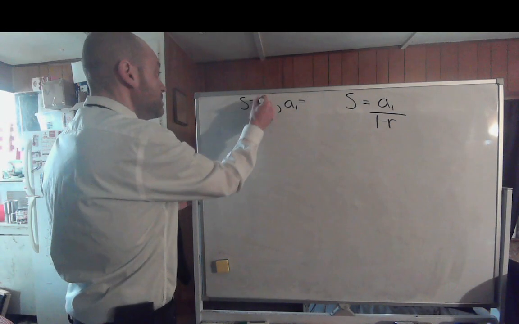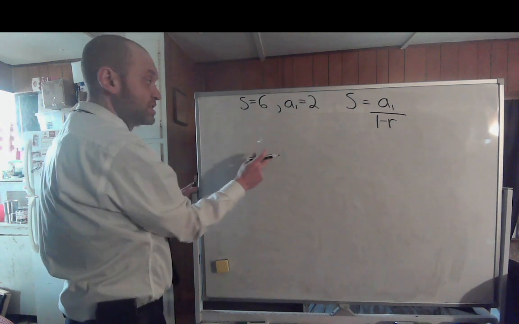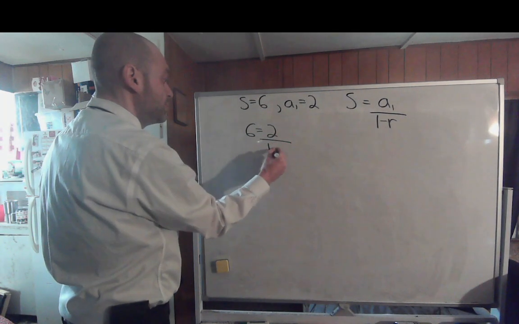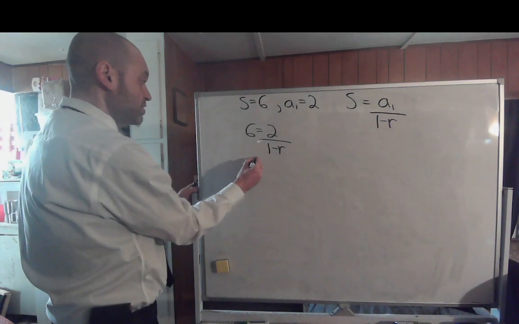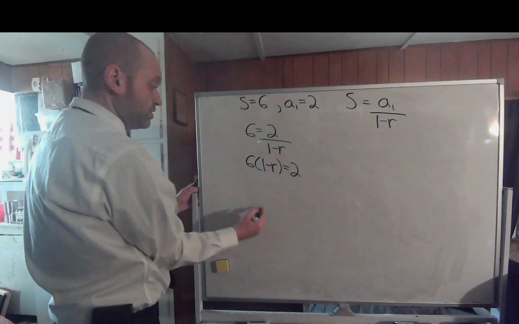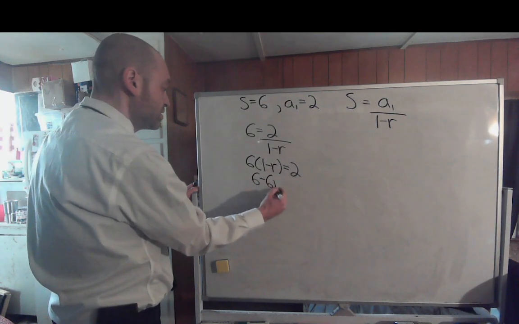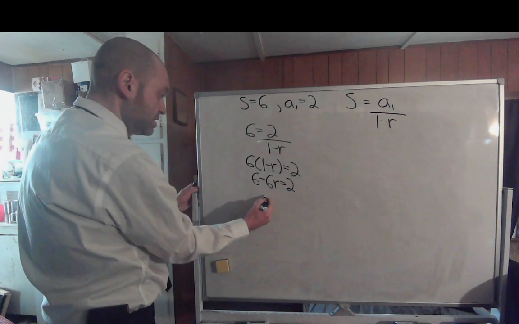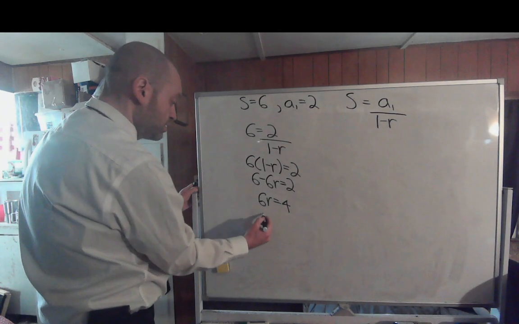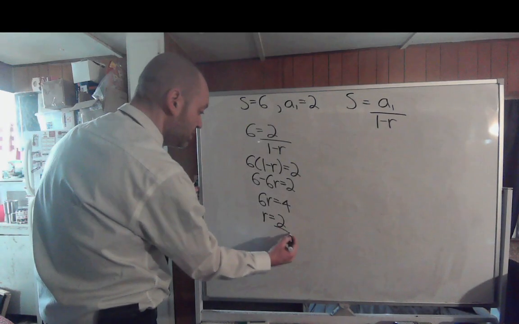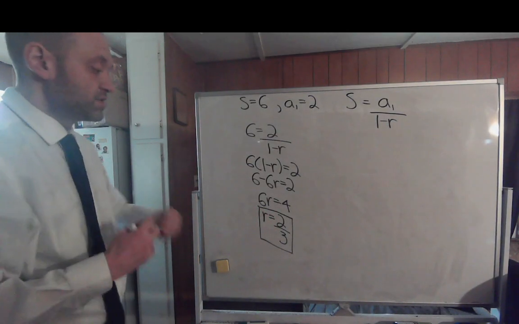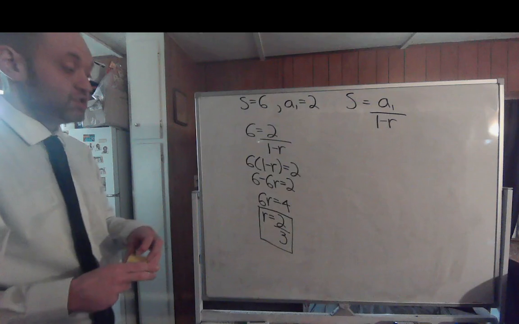This time the sum equals 6 and your first term is still 2. So 6 would equal 2 all over 1 minus r. So this will turn into 6 times 1 minus r equals 2. So 6 minus 6r equals 2. So 6r equals 4, which gives you that the common ratio r is 2/3. So for this infinite geometric series, the common ratio would in fact be 2/3.